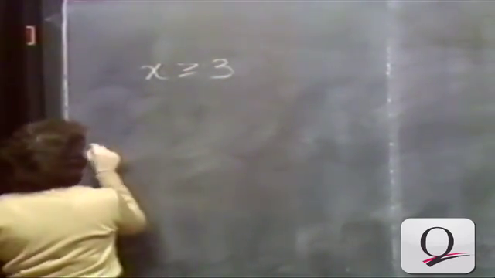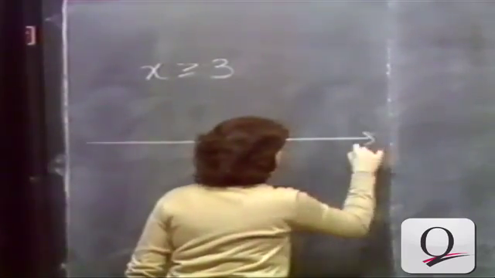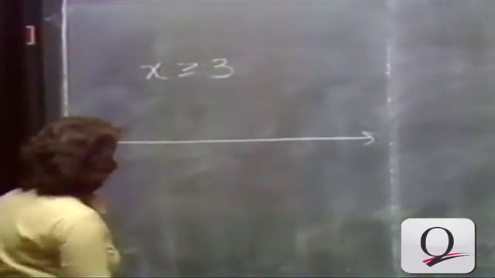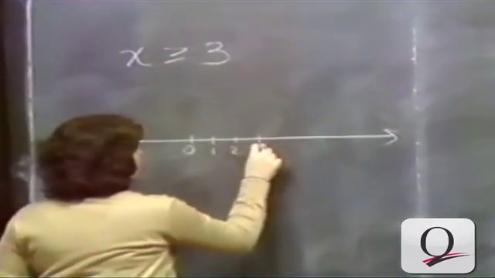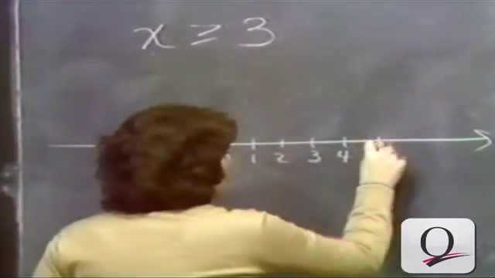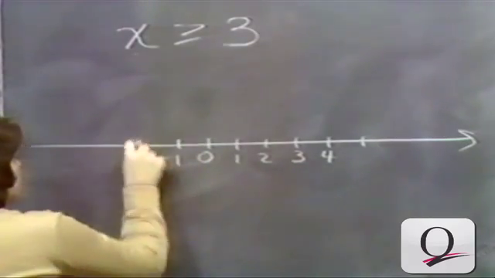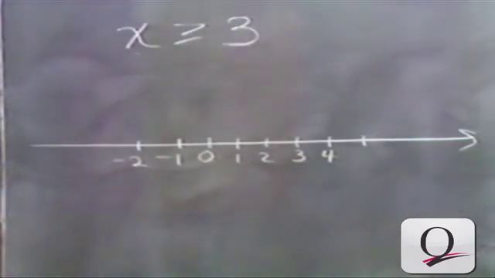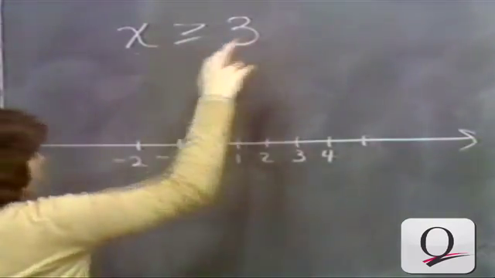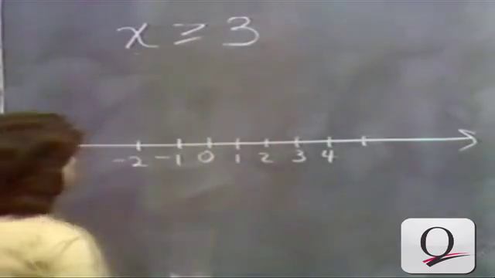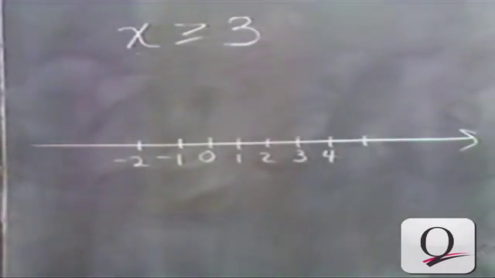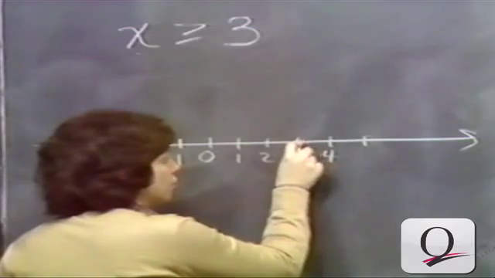If we wanted to graph the solution set for this inequality, here we have 0, 1, 2, 3, 4, and so on, minus 1, minus 2. X greater than or equal to 3. Where are all those numbers that are greater than or equal to 3? Well, to begin with, we notice that 3 makes this a true statement. 3 is greater than or equal to 3. So we would certainly want 3 to be included.